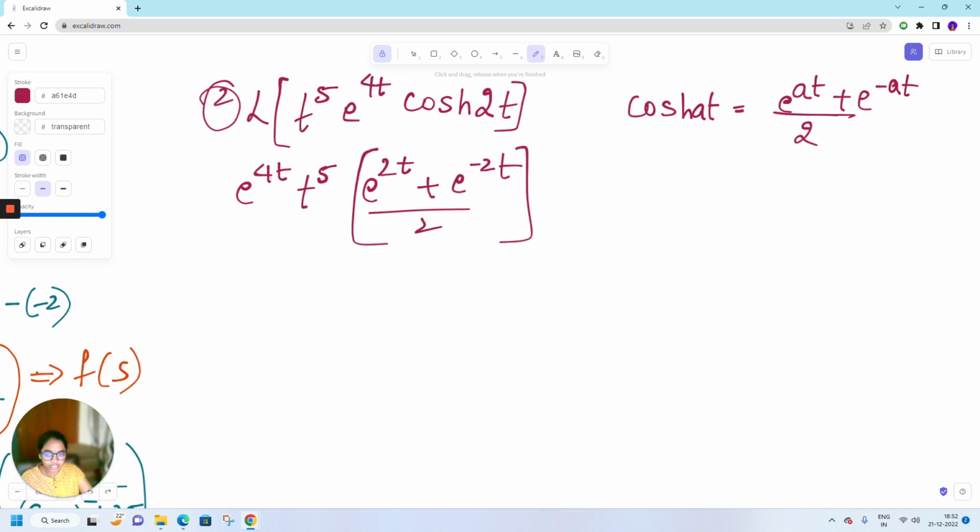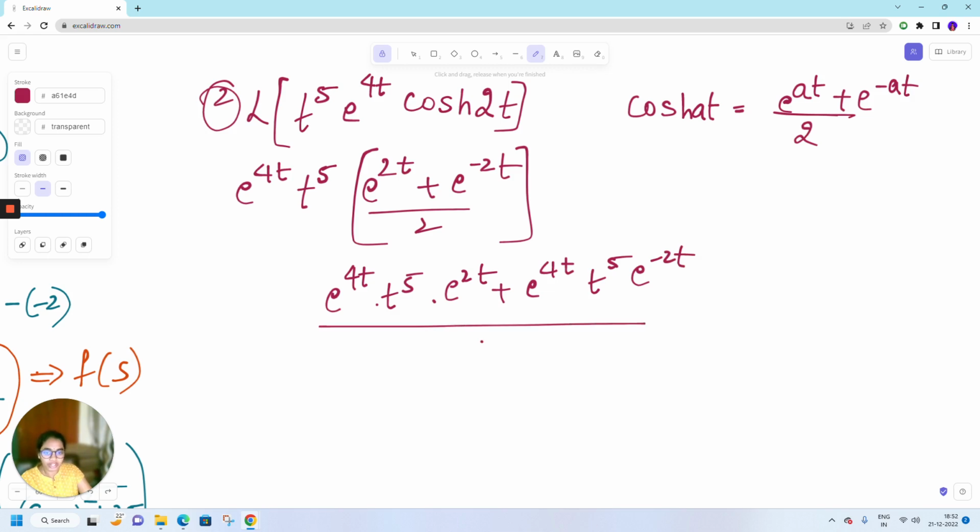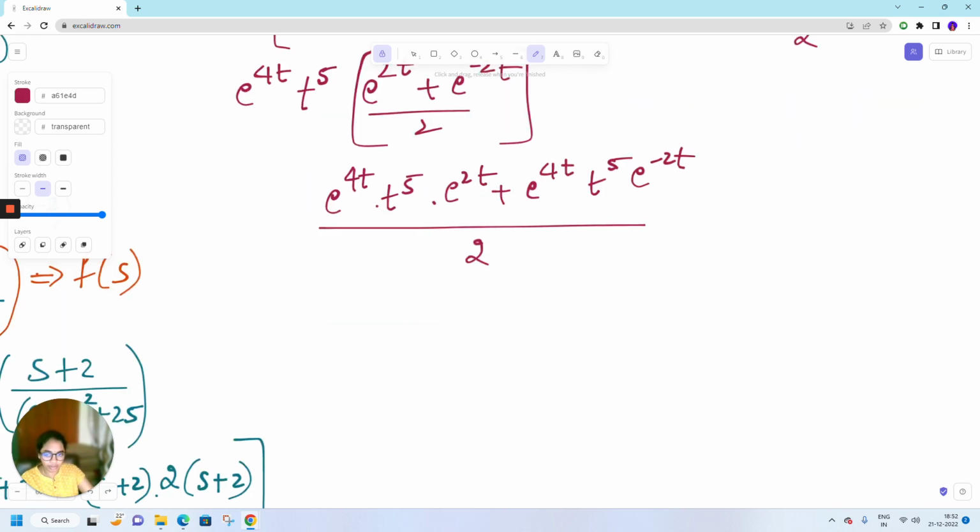Let me multiply each term now. I would get e power 4t t power 5 into e power 2t plus e power 4t t power 5 into e power minus 2t, whole thing divided by 2. Now as you can see, we have e power, bases are same, you can add the powers. What is e power 4t into e power 2t? That would be e to the power 4t plus 2t, which is 6t, into t to the power 5, plus e power 4t minus 2t would be 2t into t power 5, divided by 2.